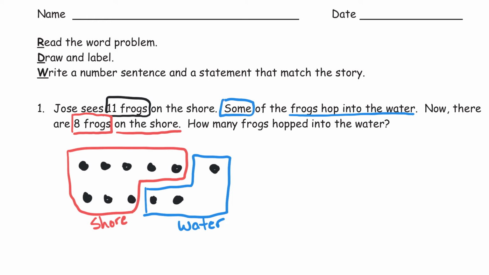All right, I think we're doing okay on this. So far we've drawn this out and we've labeled it. I think we're doing good. We have the group that we knew, 8 frogs on the shore, and this is what we had left over. So that must be the some part that jumped into the water.